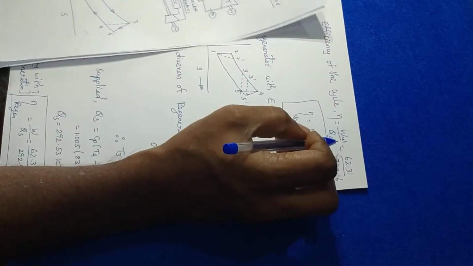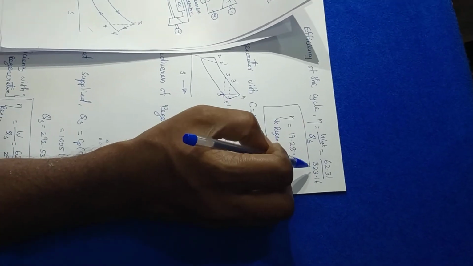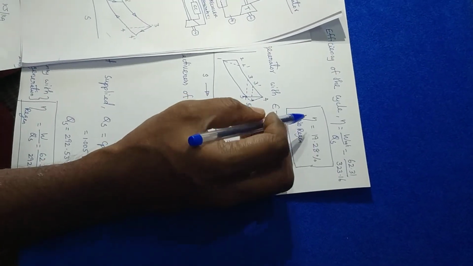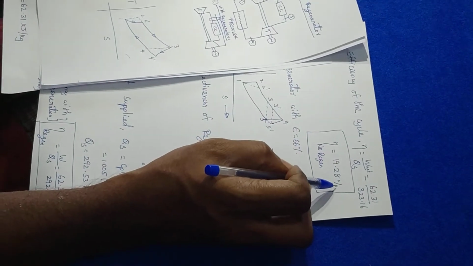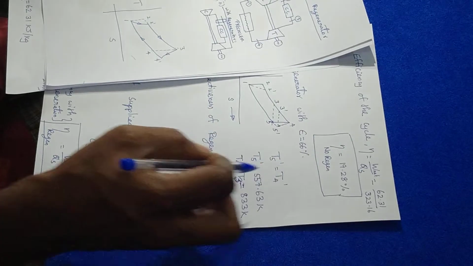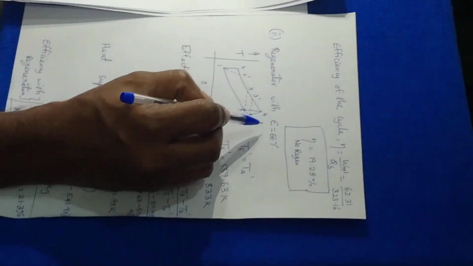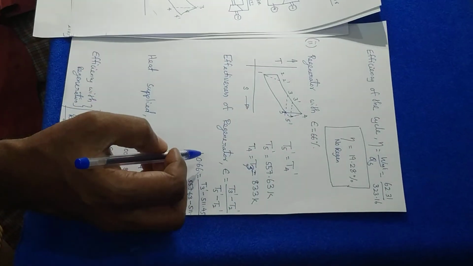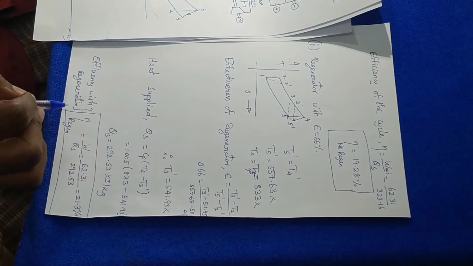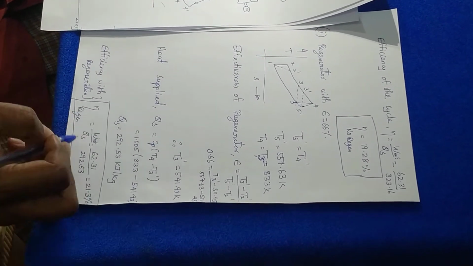Now the efficiency is net work output by heat supplied. By substituting the corresponding values, we can find the efficiency, whose value we got as 19.28%. This is without regeneration. When we consider a regenerator with the effectiveness of the regenerator as 66%, let us see how to find out the efficiency. As usual, efficiency is net work output divided by heat supplied.